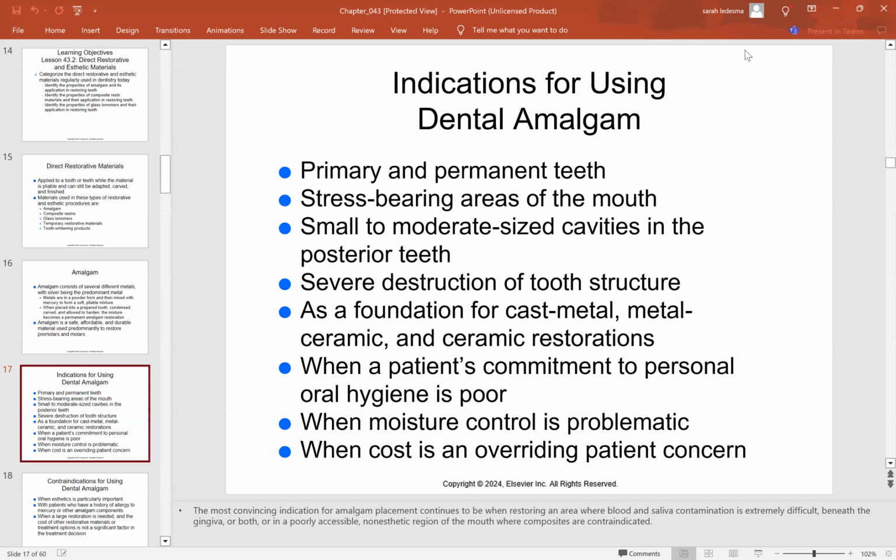These are a good choice when a patient's commitment to personal oral hygiene is poor or lacking. If moisture control is problematic, so if we have an area that we just cannot keep isolated, amalgam is going to be a good restorative material to use. And then also, if cost is an overriding patient concern, amalgam is a cheaper option for our patients.